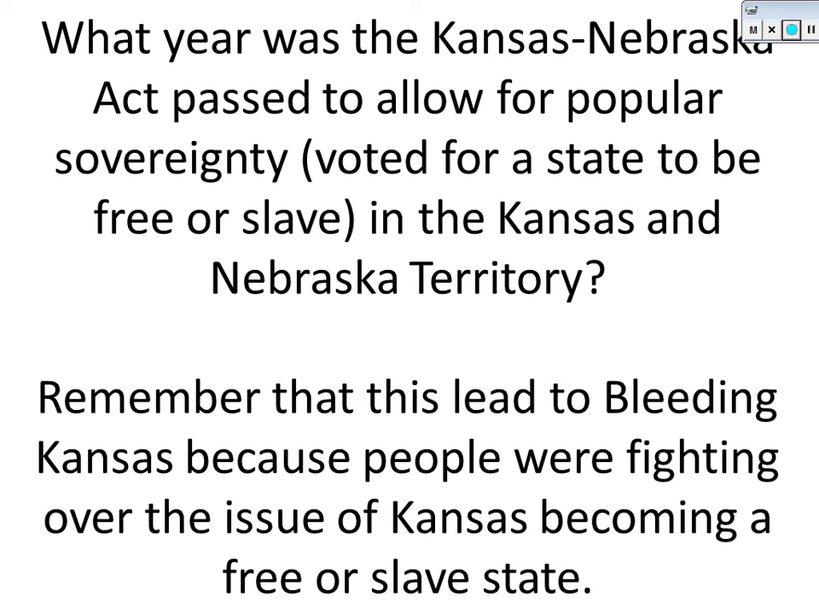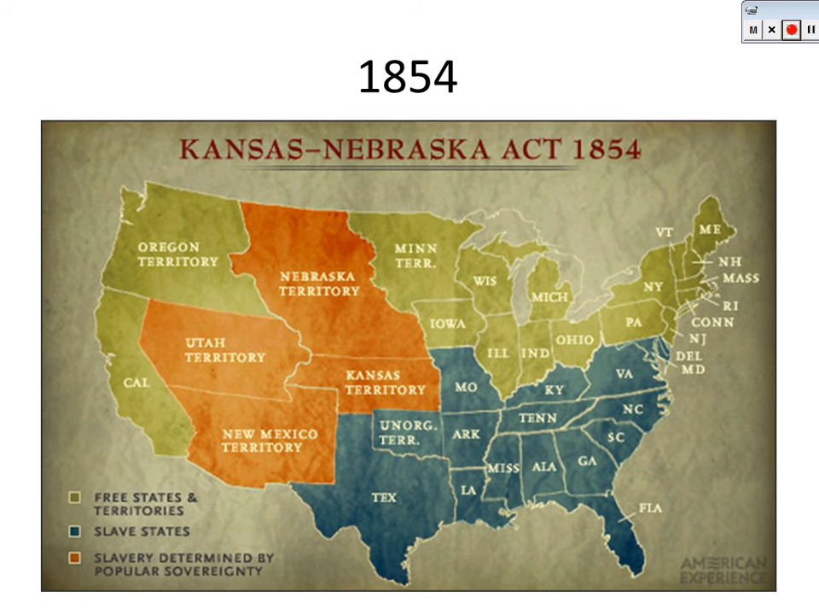What year was the Kansas-Nebraska Act passed to allow for popular sovereignty, where people voted for a state to be a free or slave state, in the Kansas-Nebraska Territory? Remember that this led to Bleeding Kansas because people were fighting over the issue of Kansas becoming a free or slave state. Good job. 1854.